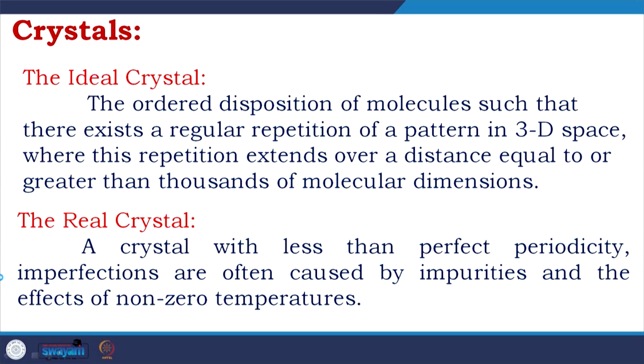But the real crystal is not always ideal. The real crystal is less than perfect. The periodicity is not always good. Imperfections are often caused by impurities and the effect of temperature. Higher temperature makes perturbance and disturbance, and the ordered nature is disturbed.